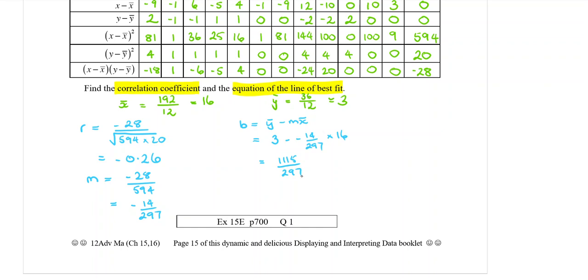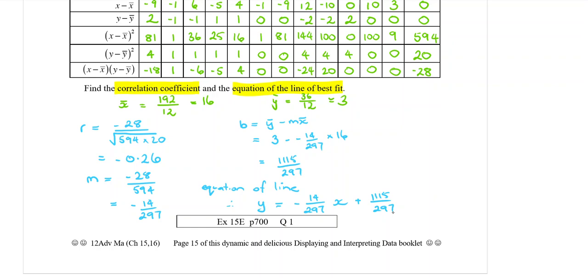There it is, the equation of our line is what we're after. So using y equals mx plus b would be y equals, m was -14 over 297. So there's my mx, plus b, which is 1115 over 297. Okay, now that is a long and a little bit painful process, a lot of formulas to remember, and also a big massive table to fill in.